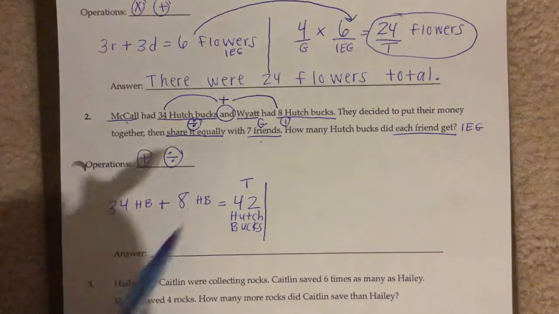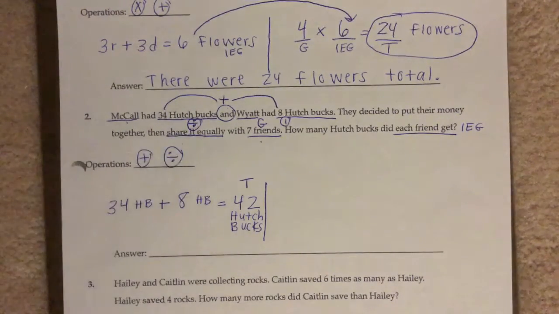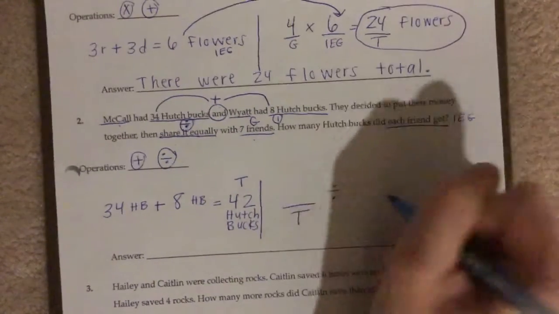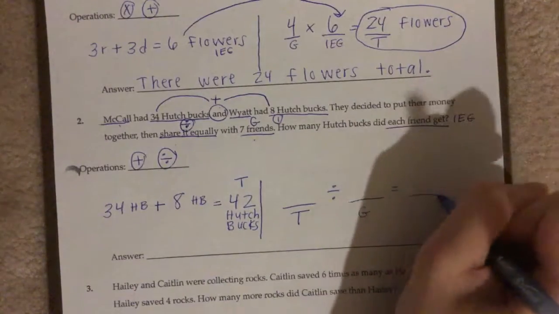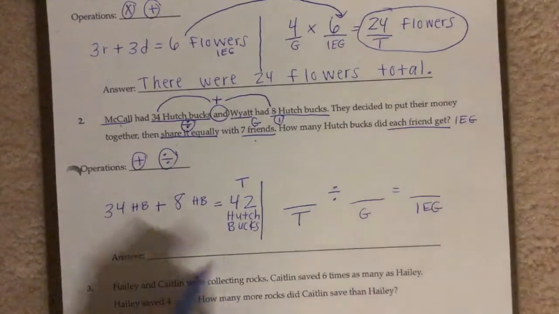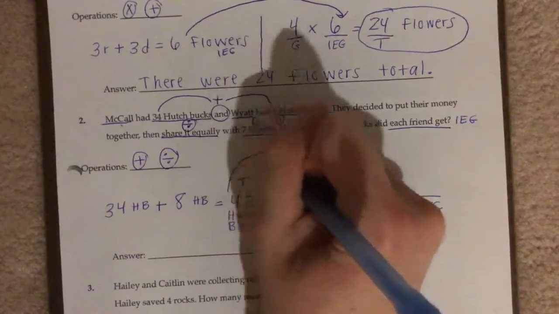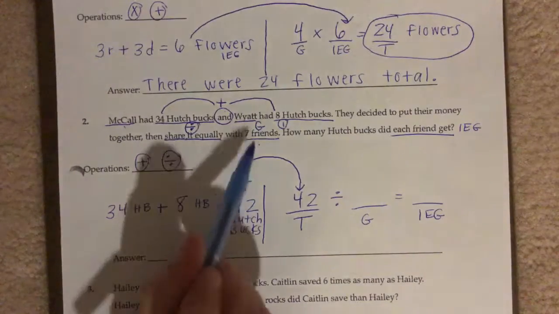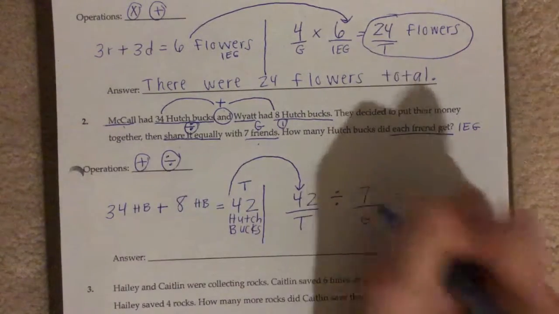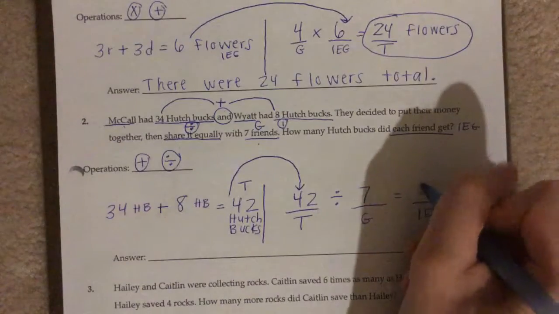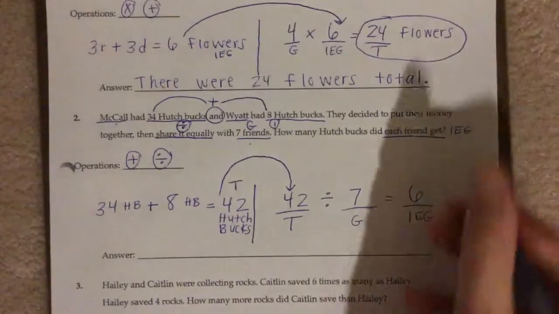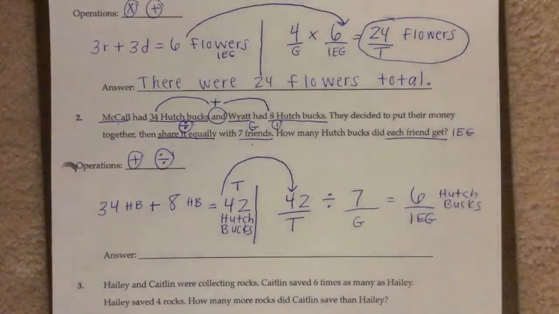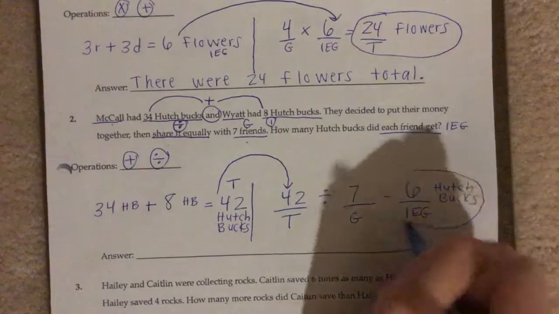Now I see in my problem I also need to divide because we're sharing equally with 7 friends. So for my next equation, I'm going to set up division. Total divided by groups equals in each group. My total comes from the problem I just solved, so I'm going to draw my arrow from my total of 42. I'm dividing that by the number of groups, which it says in my problem is 7. 42 divided by 7 equals 6. 6 what? There's 6 hutchbucks in each group. This is my final answer of what I was trying to solve, so I'm going to circle it.